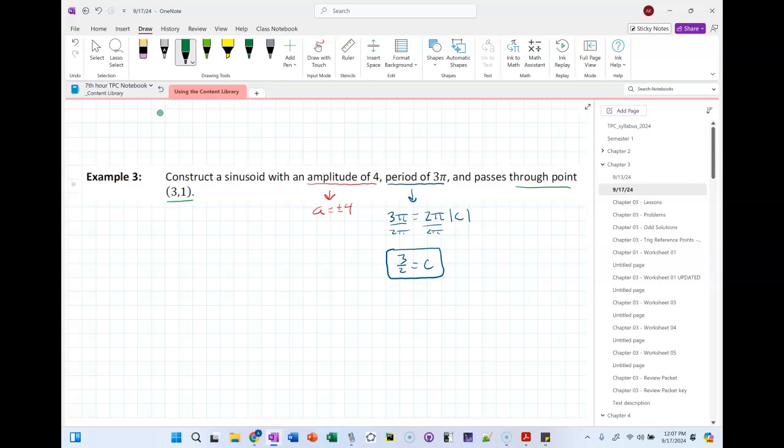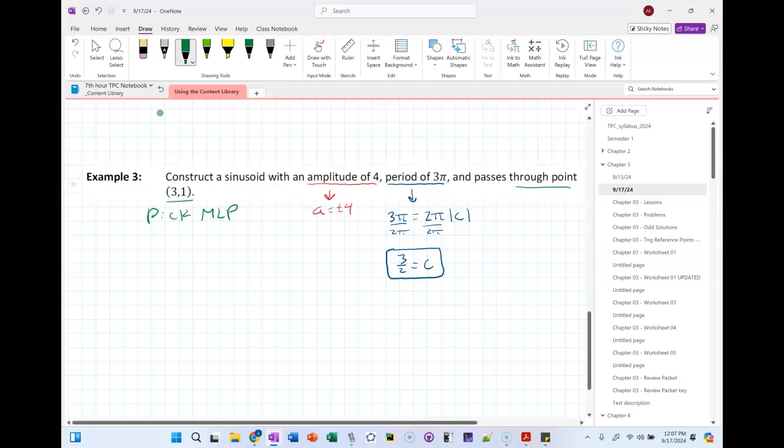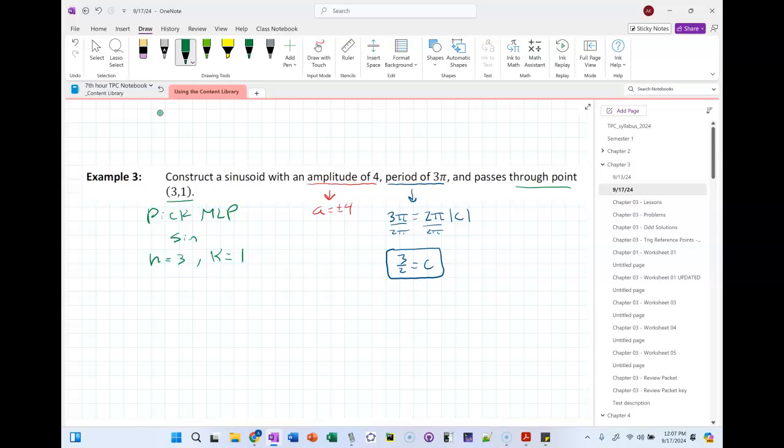To make your life as easy as possible, we're going to pick that to be a midline point. What that tells me is that I'm going to use sine. It tells me the h is 3, and it tells me the k is 1. And I'm done. I now have everything I need.